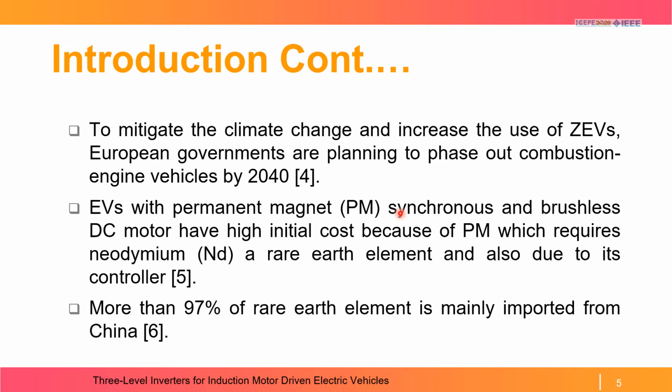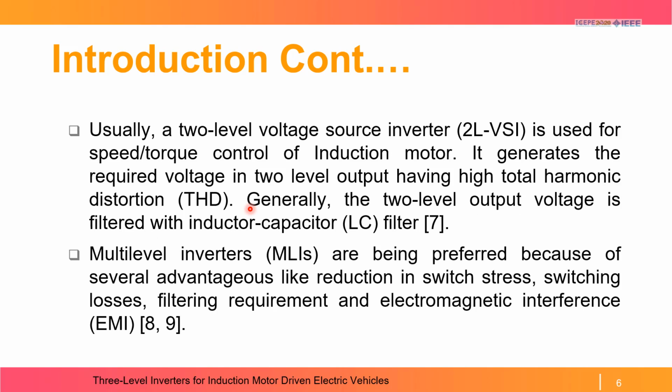EVs with permanent magnet synchronous and brushless DC motors have a high initial cost because of the PM, which requires neodymium, a rare earth element, and also because of its controller. More than 97% of rare earth elements are imported from China. Usually, a two-level voltage inverter is used for speed and torque control of an induction motor. It generates the required voltage in two-level output having high total harmonic distortion.